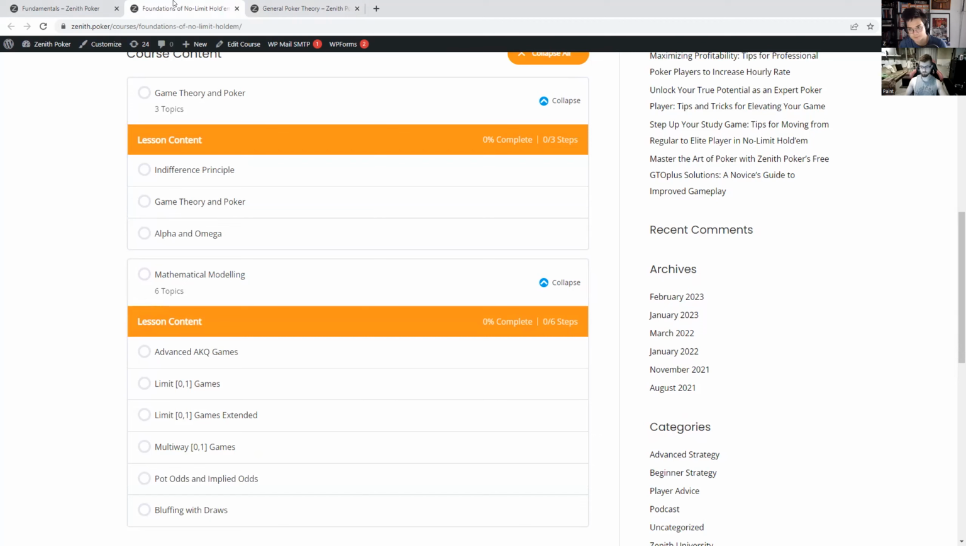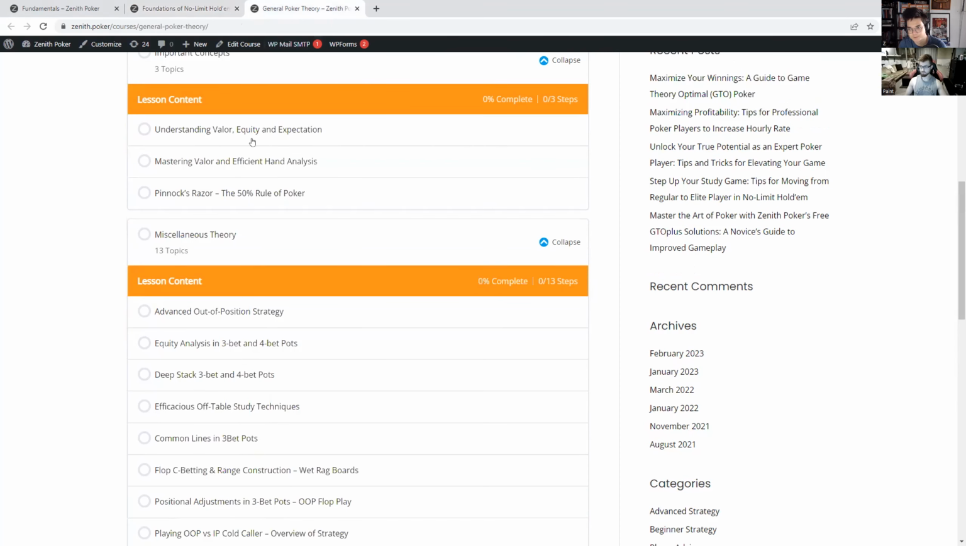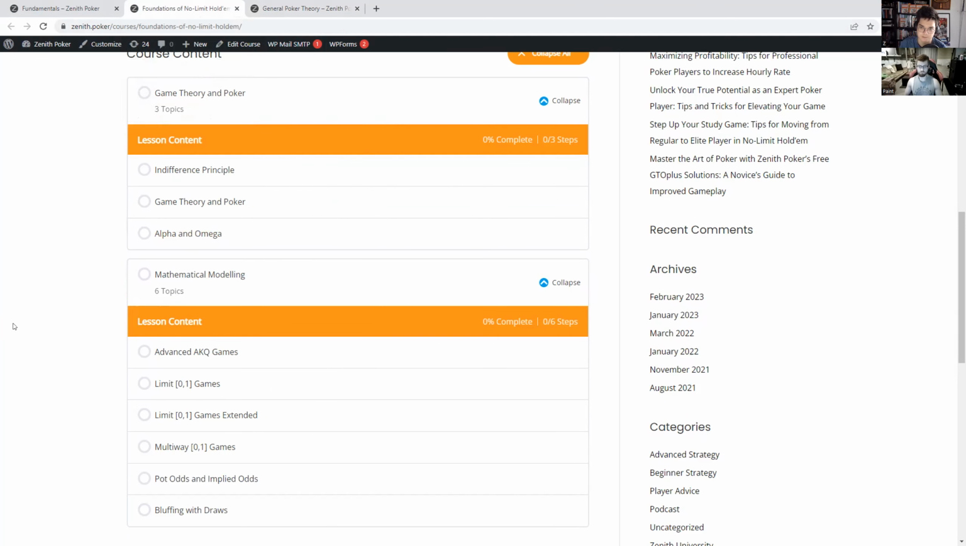When I make an offhand comment about, okay, well, this is similar to this, and I talk about stuff like alpha, omega, Valar, equity, expectation, the 50% rule, you understand it without me having to explain it, because that saves us time, and we're not talking past each other. Okay, so go through all of that.